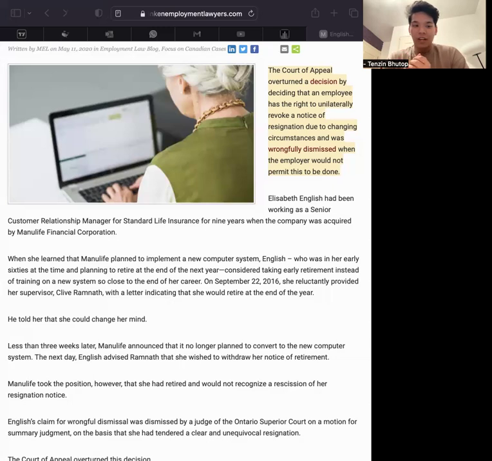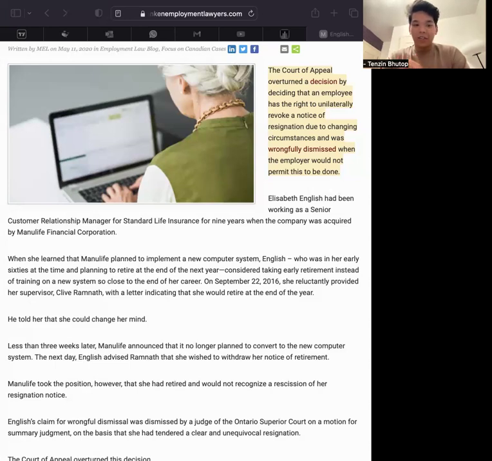And the third one, what should the employer have done to follow the law? To comply with the law, Manulife should have respected the surrounding circumstances and the supervisor's assurance. Once Miss English expressed her intent to retract her resignation, Manulife should have allowed her to do so. So I hope that answers your third question as well.